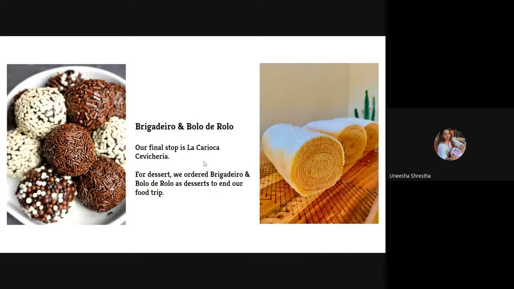So the next one was Bolo de Rolo. It was like a Swiss roll cake made from guava. It had many thin layers. The one we had in the restaurant had nearly 30 layers. I don't know how they did that, but it was really good. It just melted in our mouth. Looking forward to the nutritional values of those foods.